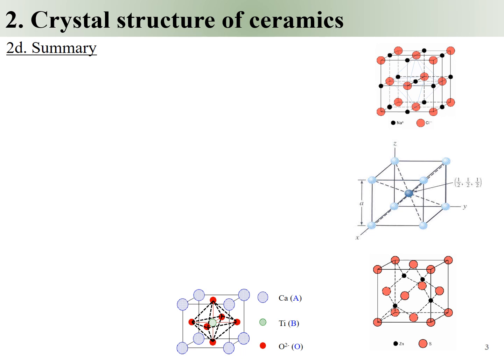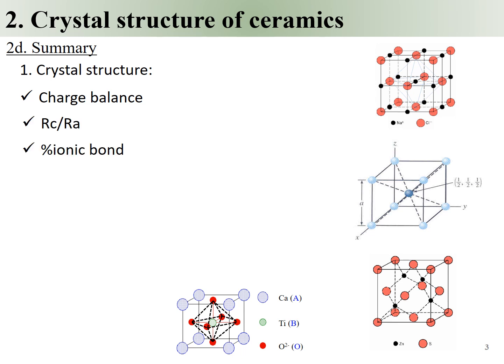So these are the summaries. We said the crystal structure is determined by three things: the charge balance, the RC over RA, and the third one, which is ionic bond. Because we use this geometry to determine the RC over RA and to determine the coordination number, we have to be very careful. That one only applies to very ionic bonded situations, so just be careful with that one.